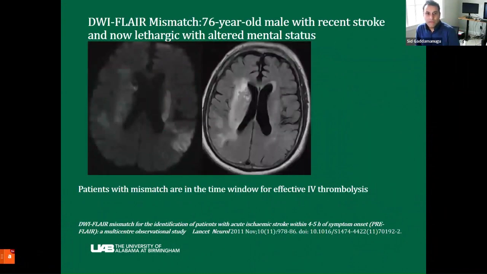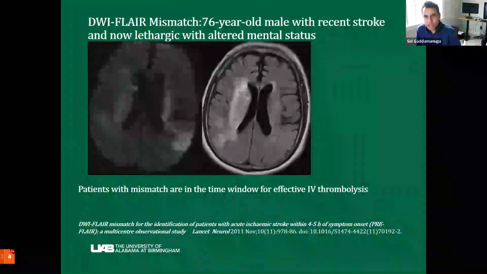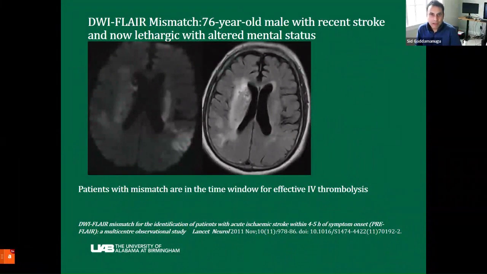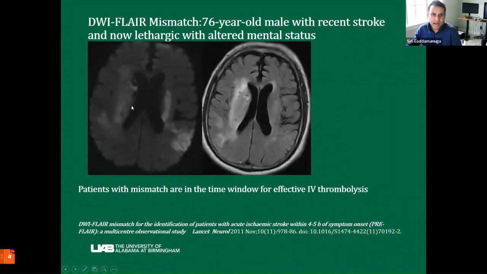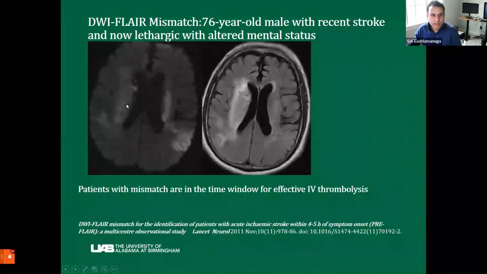There is something called diffusion FLAIR mismatch, and it's very important to recognize that. And that's the whole utility of MRI in the acute setting. So this is a patient who actually had a right basal ganglionic stroke a few weeks ago, and that's the diffusion and the FLAIR. He was admitted, and then he was in altered mental status and lethargic, and they didn't know what was going on. And they immediately brought him down for an MRI.